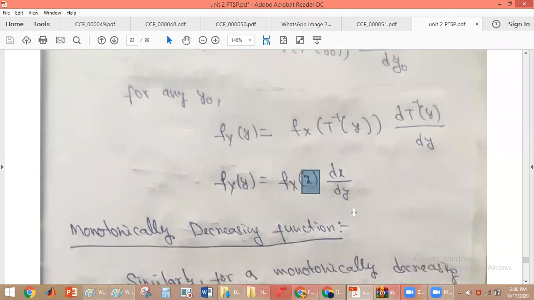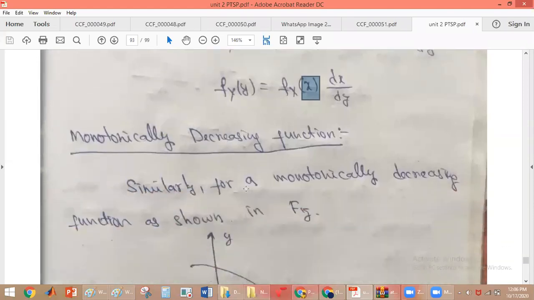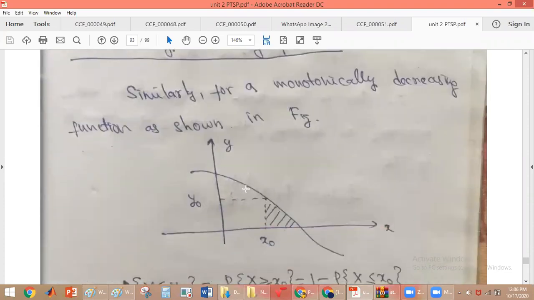This is the probability density function of the output random variable, if a random variable x is given which is transformed to output y. Now we'll see what the case is for a monotonically decreasing function. Similarly, for a monotonically decreasing function, the figure is given like this.